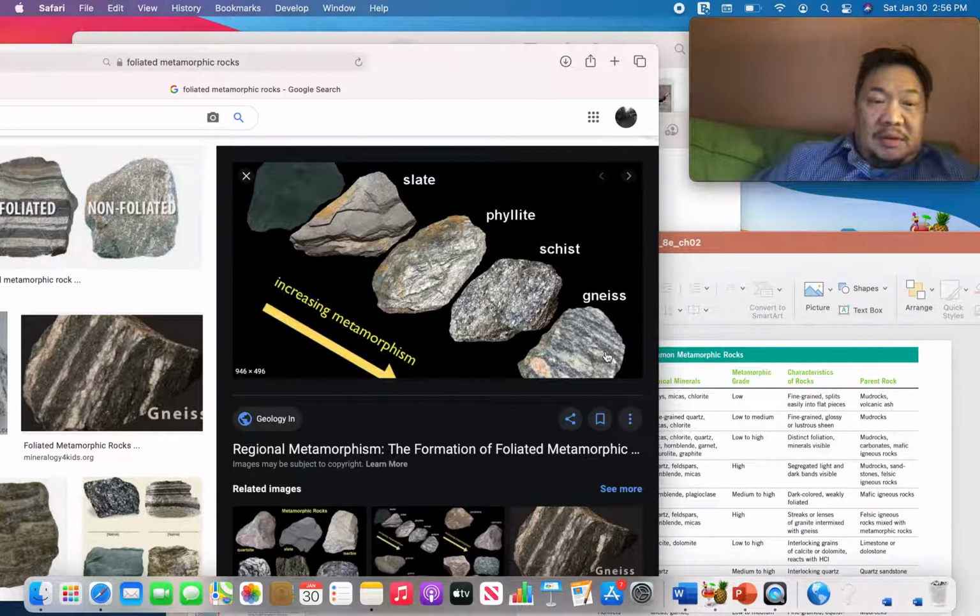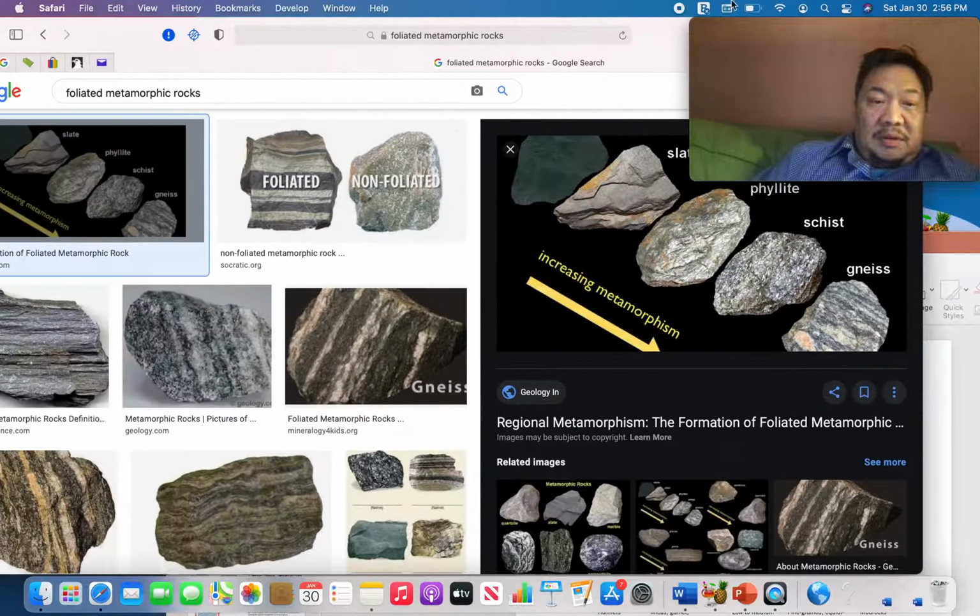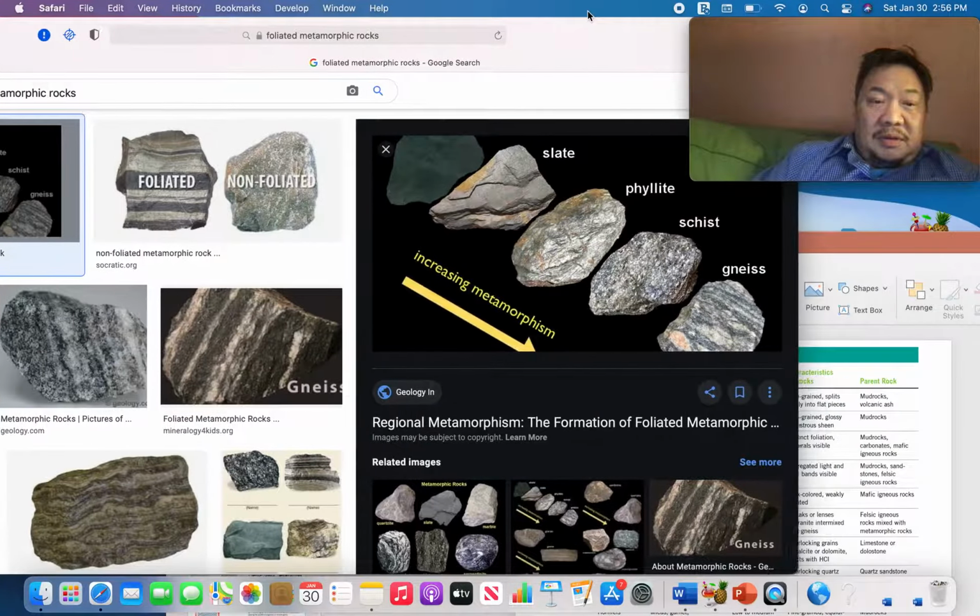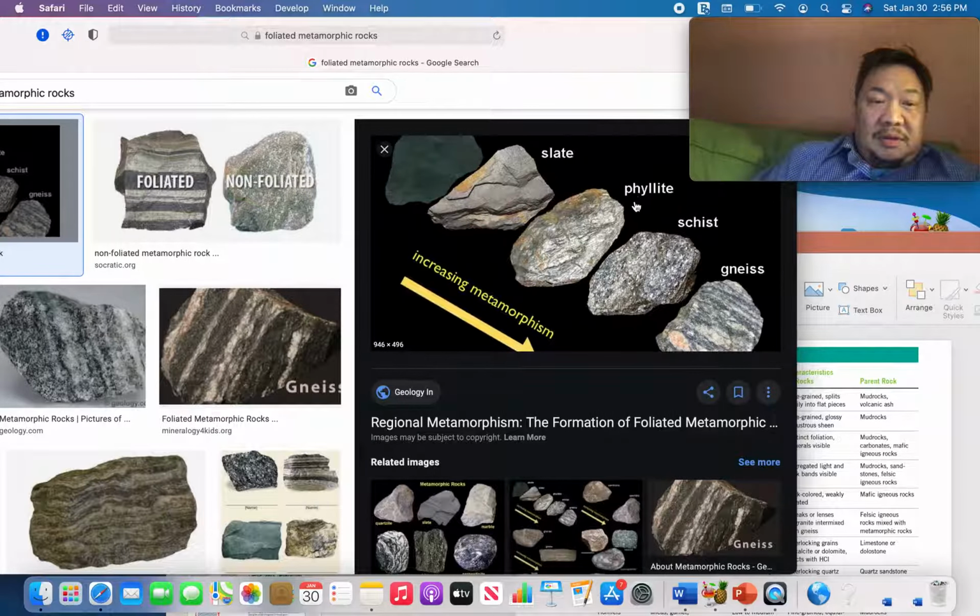Since gneiss requires the highest pressures and temperatures to form, we call it a high-grade metamorphic rock, whereas schist or phyllite would be more of a medium grade, and slate hasn't changed too much from its parent, so it's called a low-grade metamorphic rock. So metamorphic rocks are graded. In other words, we try and figure out how much did they change? Just a little bit, as in slate, or a lot, like gneiss.